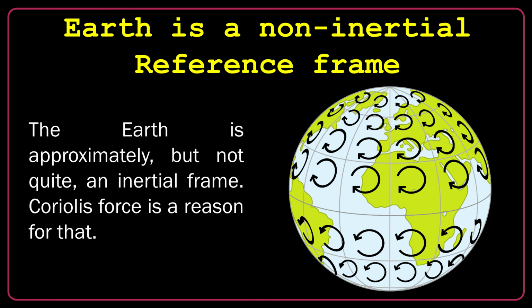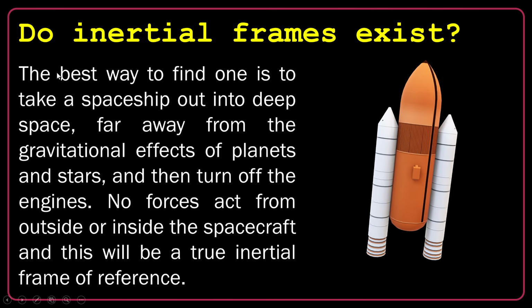Earth is a non-inertial frame of reference. The Earth is approximately, but not quite, an inertial frame. The Coriolis effect is one reason. You should study more about the Coriolis effect, but it's actually because of the rotation, the spin, of the Earth, okay? You know that the Earth is spinning around its axis, and that spin generates a very important fictitious force, which is called the Coriolis force. That's why it's merely, not completely, an inertial frame of reference. So ignoring that fictitious force, we can say, yeah, to some extent it is. But we are living on the Earth.